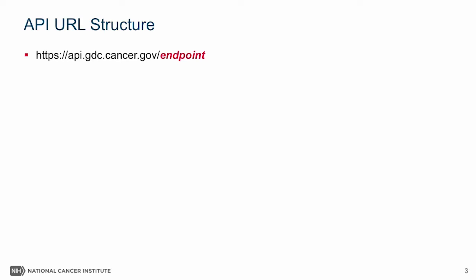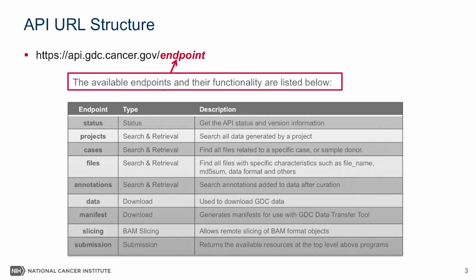Communicating with the GDC involves making calls to specific endpoints of the API URL. Here's what the URL looks like. Endpoints give applications and users the ability to access all the data available within the GDC portal, including the visualization features. The table below lists the available endpoints and a description of their functionality.